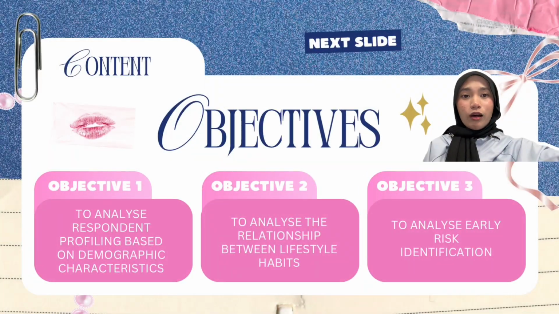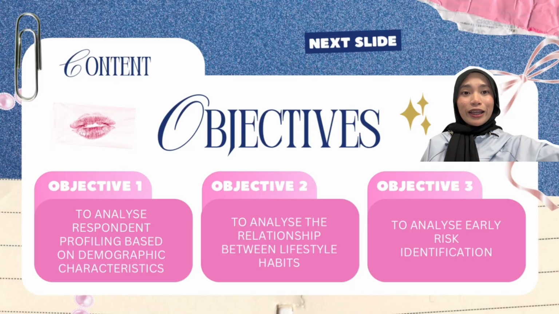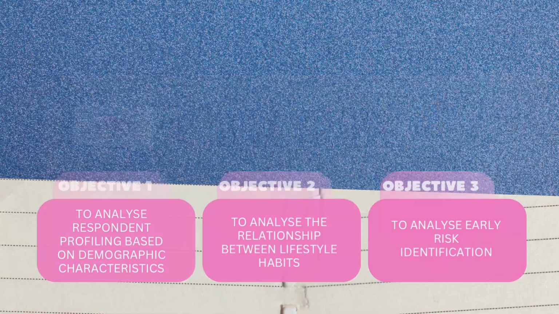I'm going to start with objective 1. So we have 3 objectives. First, to analyze respondent profiling based on demographic characteristics. The second one is to analyze the relationship between lifestyle habits. And the third and last one is to analyze early risk identification.